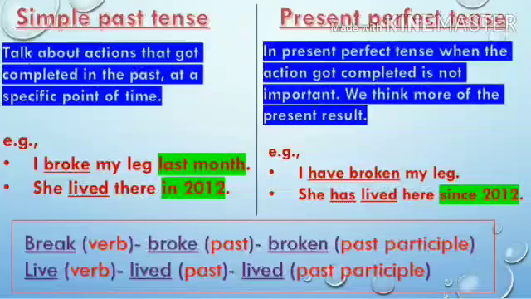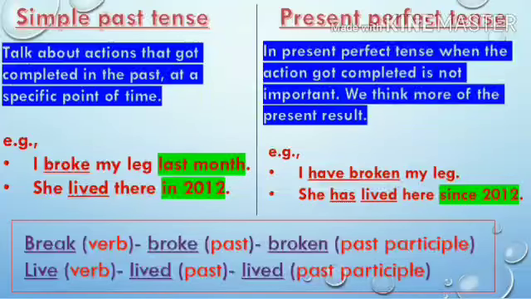Similarly, here also you see, she lived there in 2012. In 2012 tells us that the action happened in the past. 2012 is already gone. That means she no longer lives there. So, both these sentences tell us that the actions got completed in the past and at a specific point of time. Now, let's see when we use present perfect tense or how we use it.